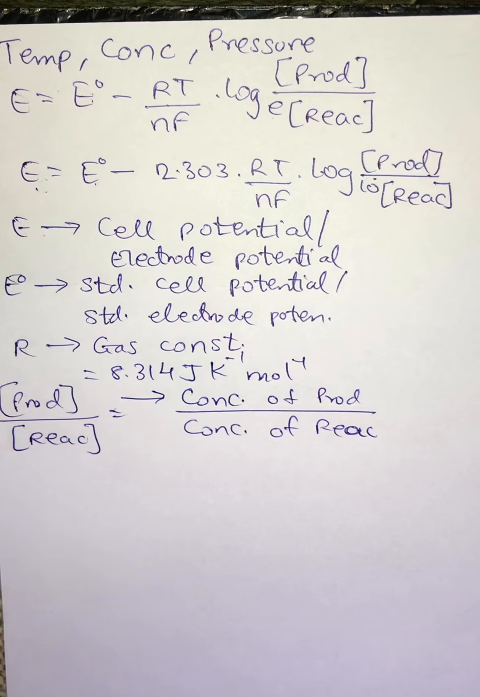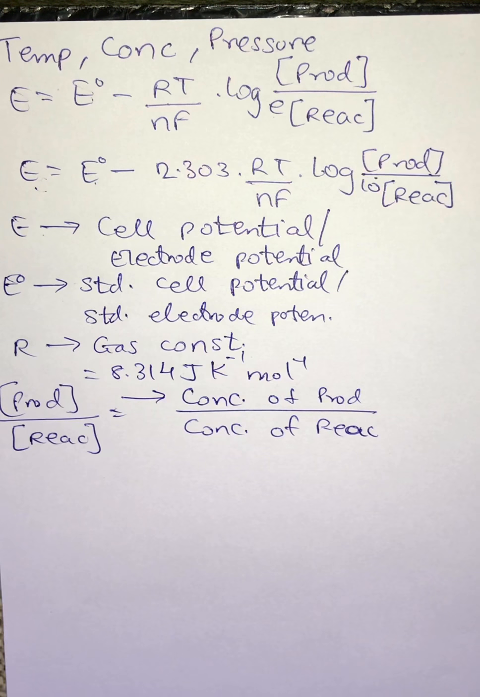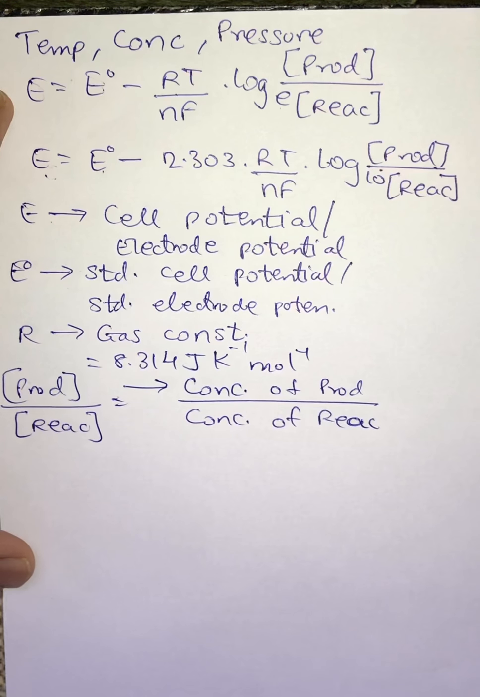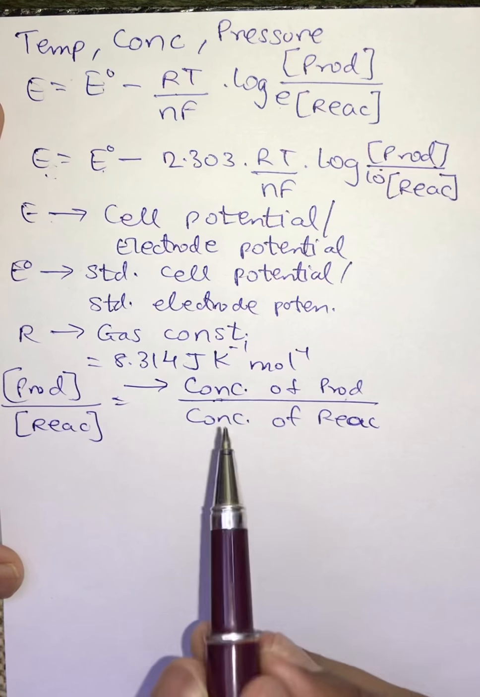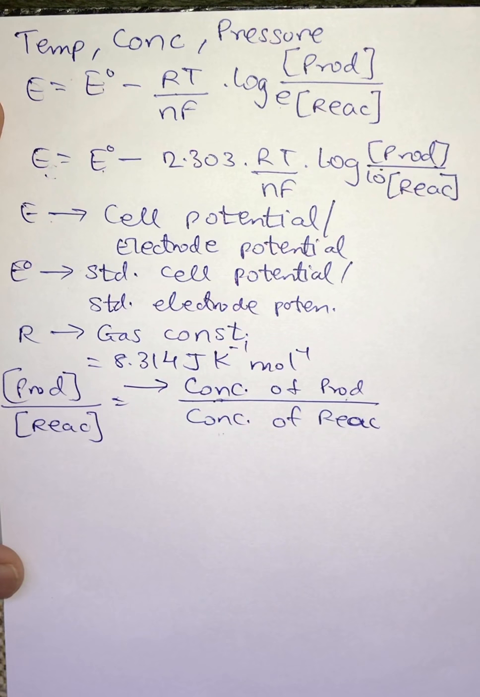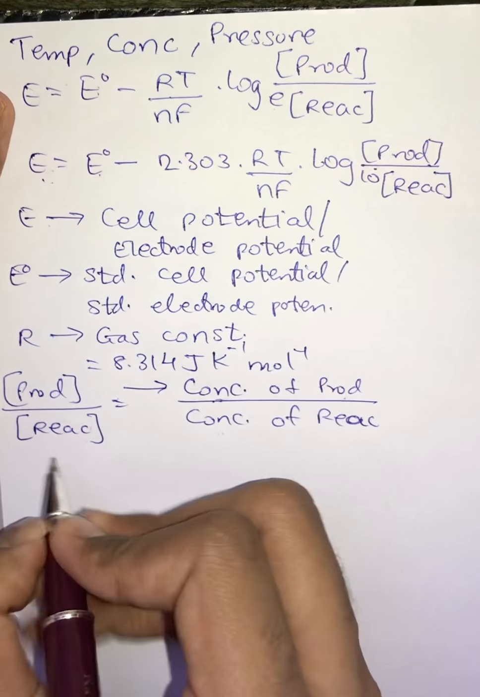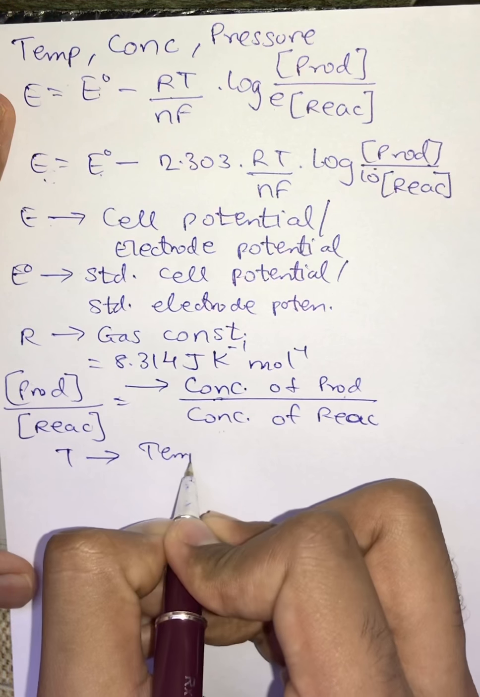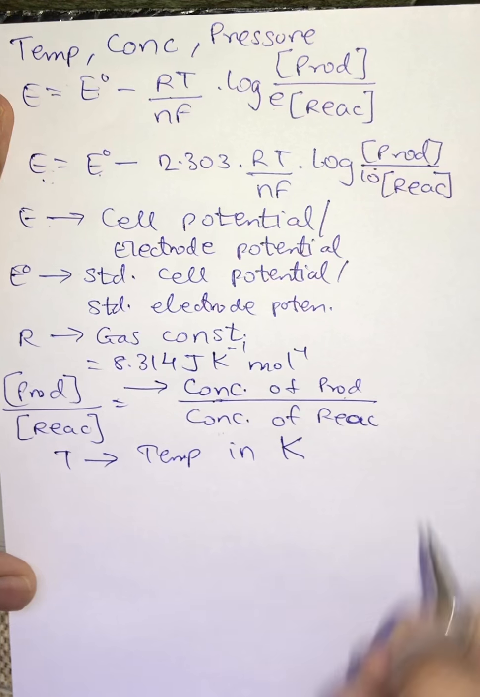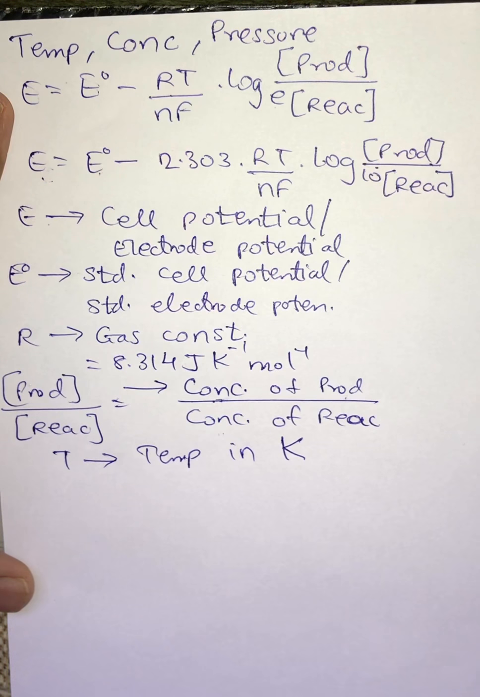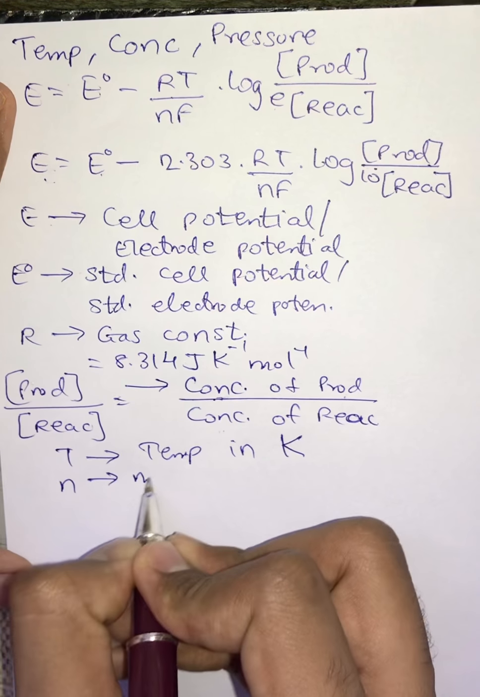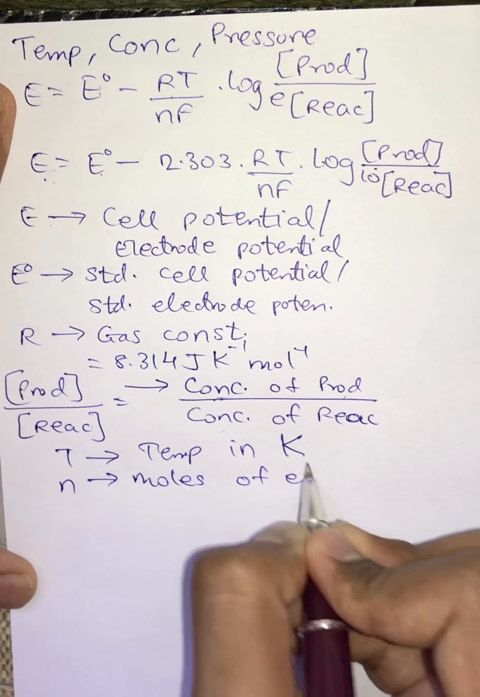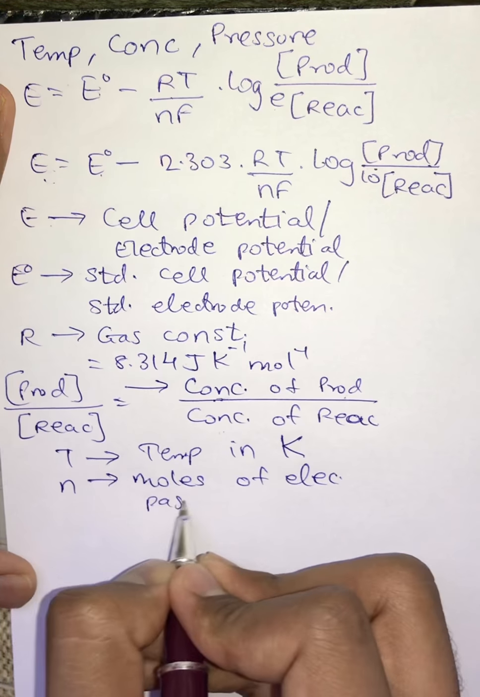As we all know, in the galvanic cell there is oxidation taking place and reduction taking place. So after oxidation and reduction there are certain products formed. So these products are the concentration of those products upon the concentration of reactants, and this T is nothing but temperature in kelvins, not in Celsius, and this N is nothing but the number of moles of electricity passed.